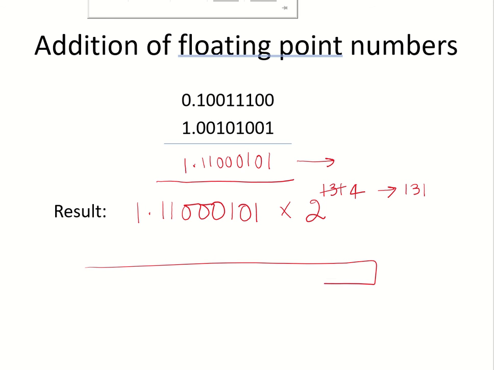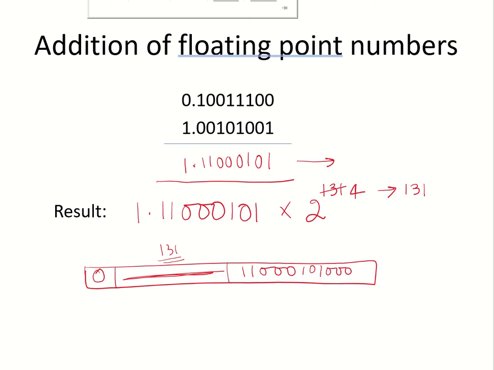How will this be stored in the IEEE 754 representation? I will have a 0 over here to represent the sign of the result. I will have the binary of 131 over here, and I will store 1100101 and 000 till 23 bits. So this fractional part, I am going to store. So this is how we will add two floating point numbers.